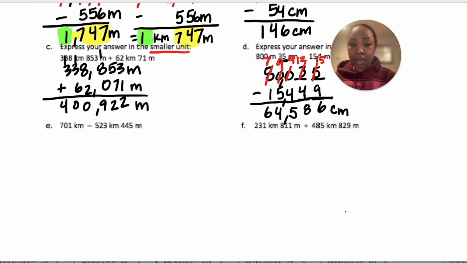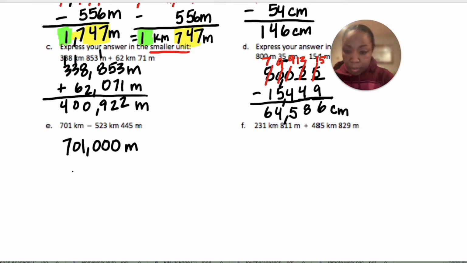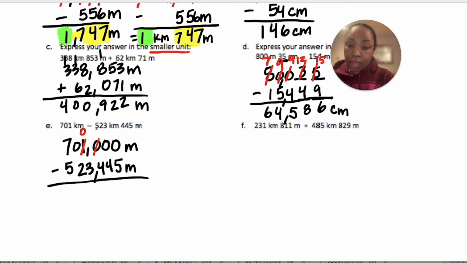For E, we have 701 kilometers. That is 701,000 meters minus 523,445 meters. Now let's regroup. Can't do 0 minus 5 or take from any of those zeros. So I'm going to take from the 1. These become 10 and then 9. The last one becomes 10 and stays 10.